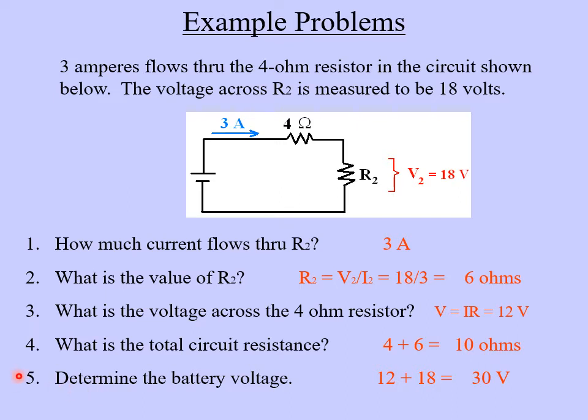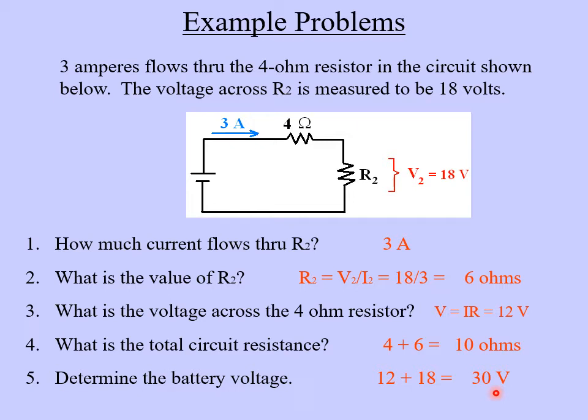Finally, question number 5, determine the battery voltage. Well, there are actually 2 ways to do this. The first way is to use the rule that, remember, these voltages across the resistors have to add up to the battery voltage. We know that this voltage here is 18 volts that was given to us. We found out in question number 3 that the voltage across the 4 ohm resistor is 12 volts. So 12 here plus 18 here gives us our answer of 30 volts.